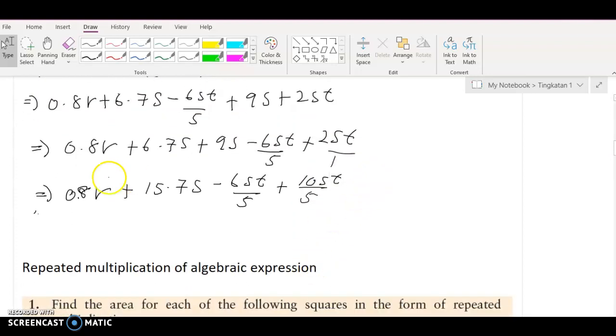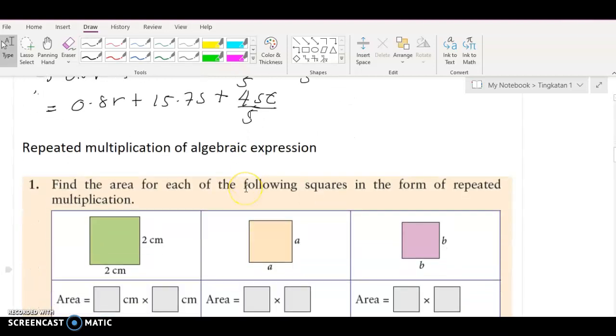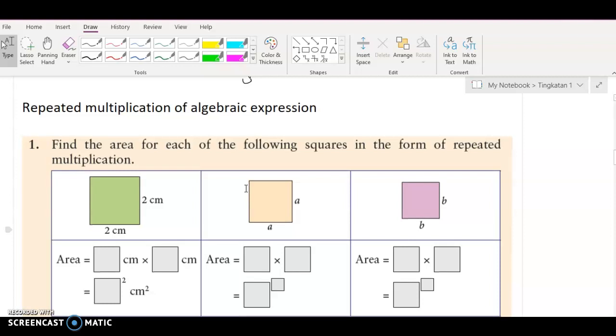And then you solve there, so your last answer will be 0.8r plus 15.7s, so minus 6st plus 10st should get positive 4st divided by 5. Okay, this is your last answer. Now we move on to another one, when it involves repeated multiplication of algebraic expressions.